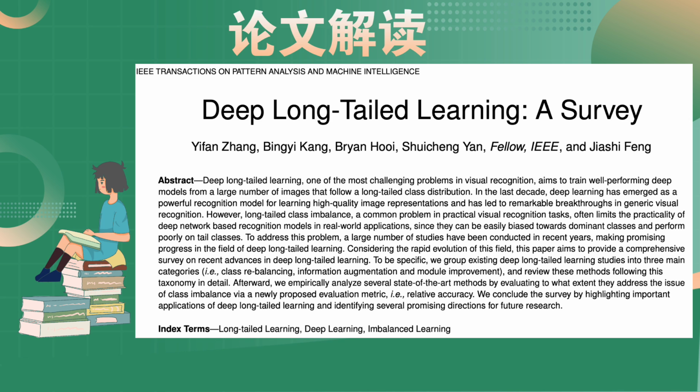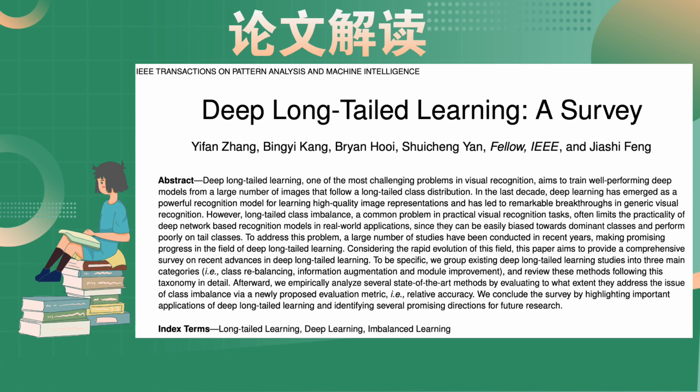Well, standard accuracy can go up for lots of reasons. Maybe you used a better underlying network architecture or just more data overall. Those things might improve accuracy on all classes, not necessarily because the method is better at the long tail aspect. Ah, okay. So relative accuracy tries to isolate the improvement due to tackling the imbalance itself. Exactly.